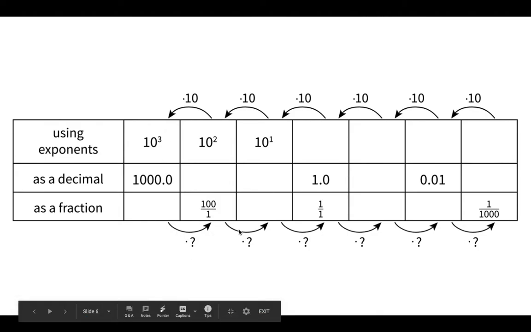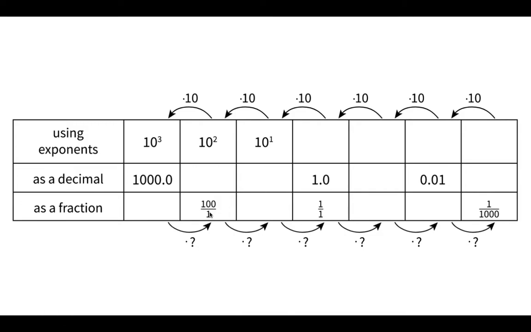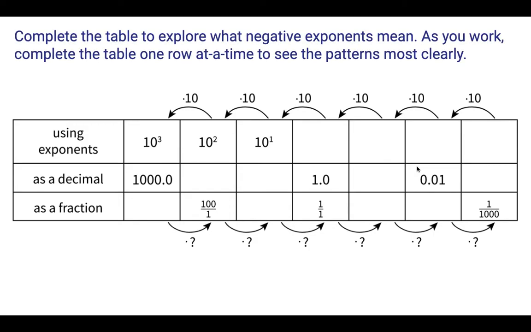And on the bottom, we don't know. We've got to figure out, we're still multiplying, but what are we multiplying by? So I want you to pause the video and complete the table to explore what negative exponents actually mean. As you work, complete the table one row at a time to see the patterns most clearly. Pause the video, fill in as much as you can. Hopefully you can fill in the whole chart.